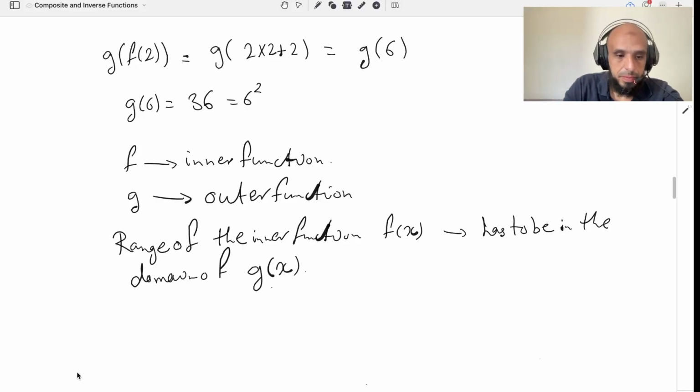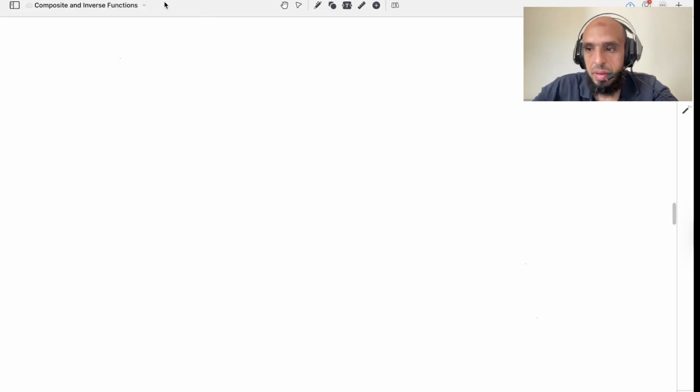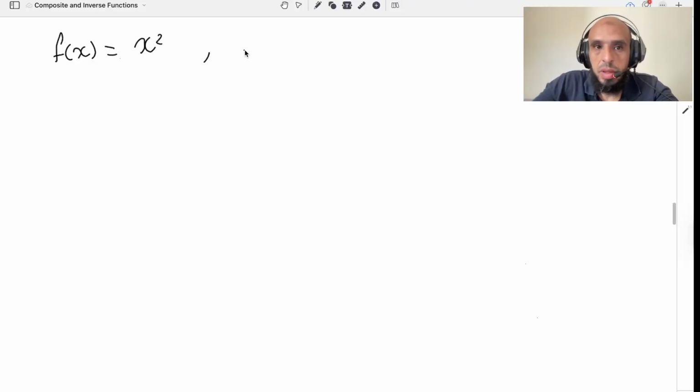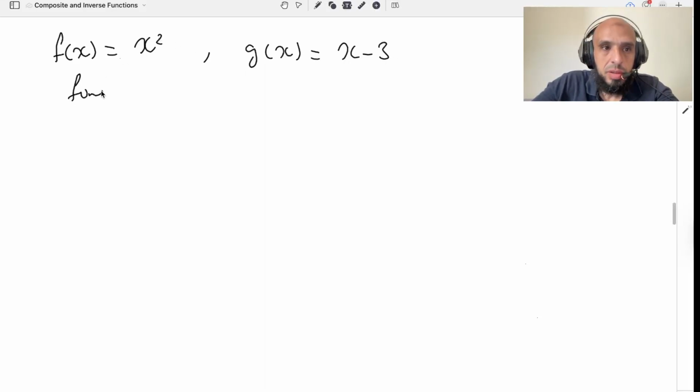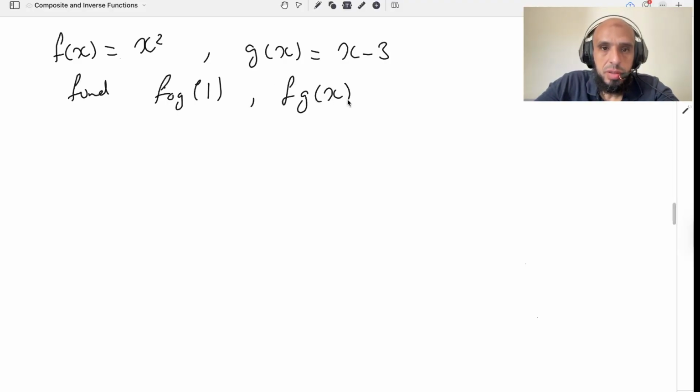Let's take another example. If f of x equals x squared and g of x equals x minus 3, find f circle g of 1, and f g of x, and g f of x.